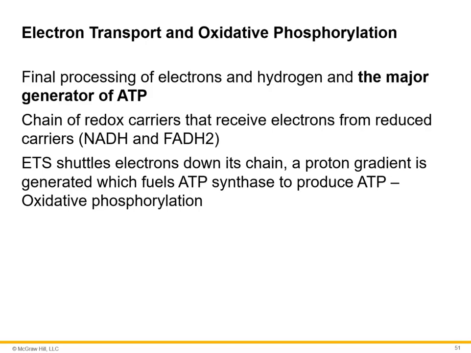All right, electron transport and oxidative phosphorylation. We said this is going to be where the final processing of electrons occurs. This is also where most of the ATP is made. You need to know that. What it is, is a chain of redox carriers that are going to receive electrons from the reduced carriers, NADH and FADH2. The electron transport system shuttles those electrons down its chain. And remember, I said a proton gradient is generated. And it's that proton gradient that fuels or activates ATP synthase. And ATP synthase goes on to produce ATP.